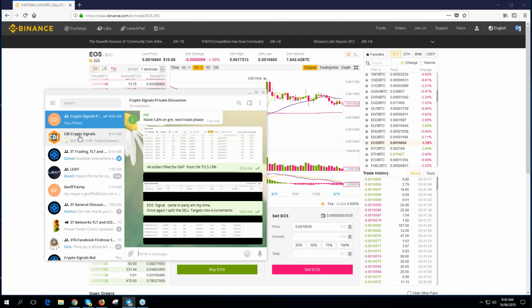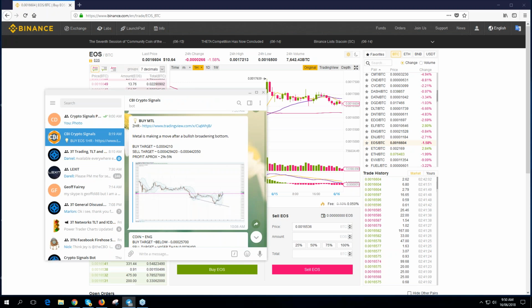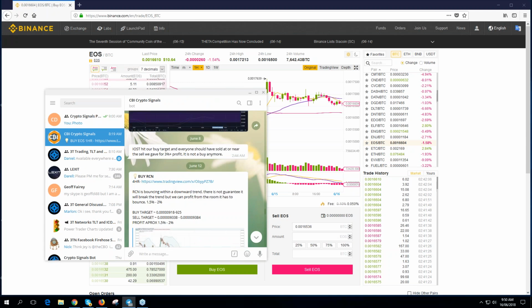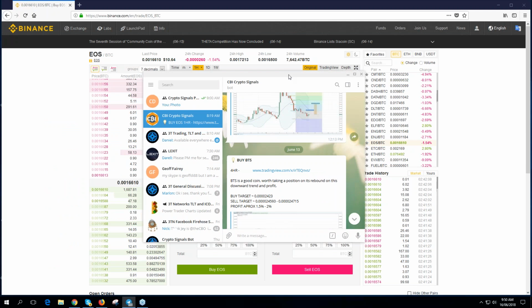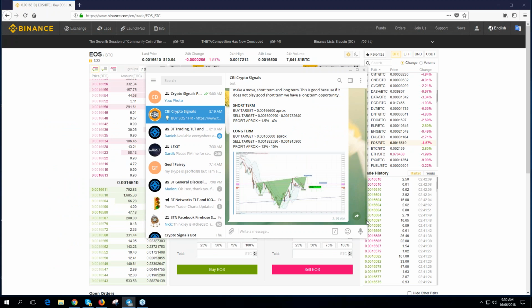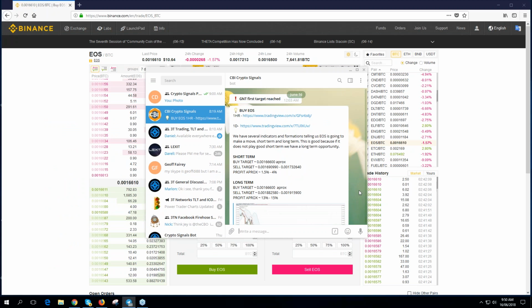So let's pop up here to our signal, go down to the latest one. And we can see it here in the middle. Sorry, I was looking at some past ones. So here we go, and we're told to buy EOS. It's on a 1 hour chart, and this is for the short term, and a 1 day chart for the long term. Several indicators forming, telling us EOS is going to make a move, short term, long term. It's good because if it doesn't pan out for the short term, there is a great long term.